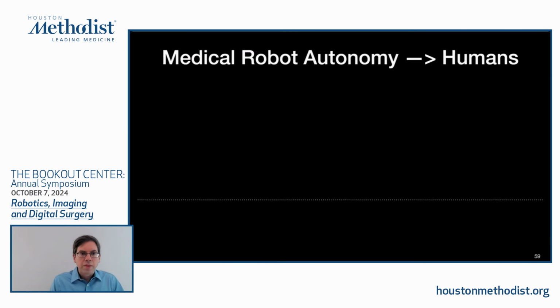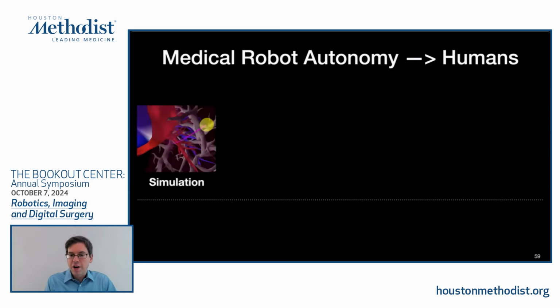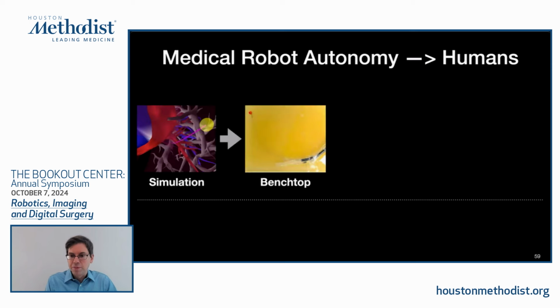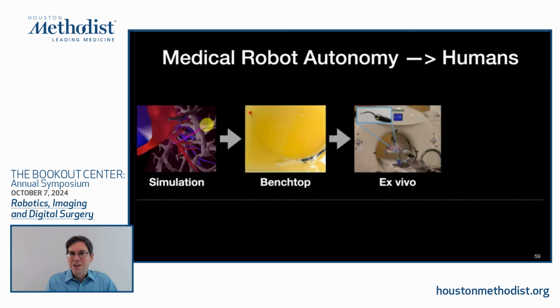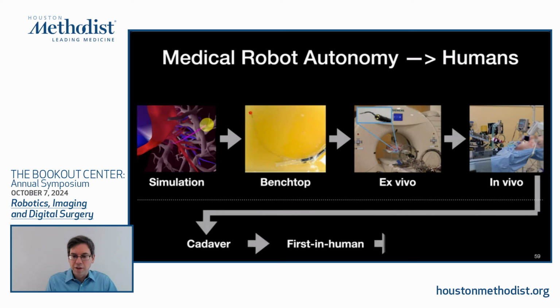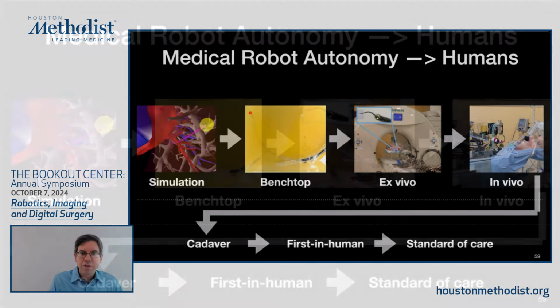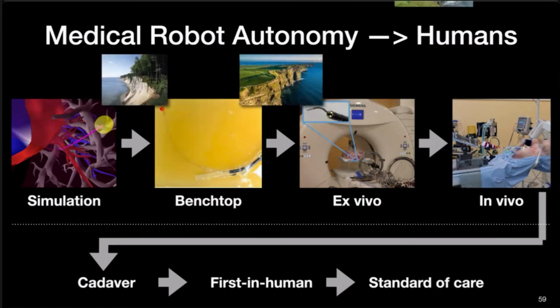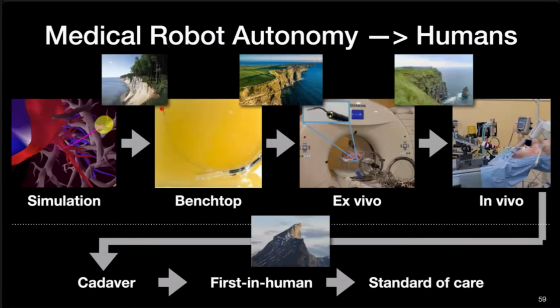Okay, so the road to autonomous robot development is a long one. And like many groups, we initially start testing our algorithms out in simulation, then we move to benchtop experiments, then we go to ex vivo experiments, then we move to in vivo. And this is a big step to in vivo, but of course, beyond in vivo, there's still more, moving to cadavers, first in humans, and eventually, ideally, aiming for a standard of care. If we look at the challenge of medical robot autonomy specifically here, every stage of development is a cliff where some robot automation efforts don't proceed.